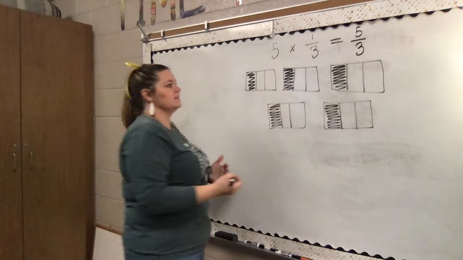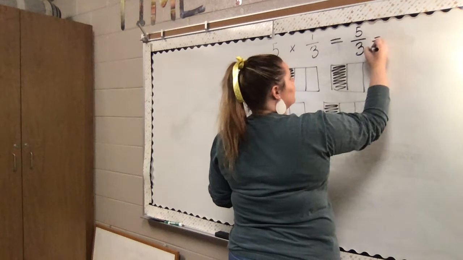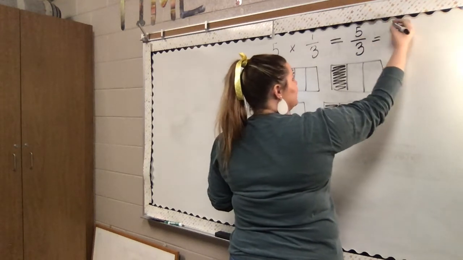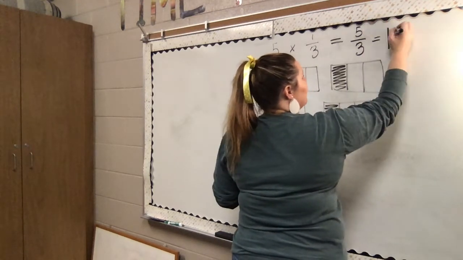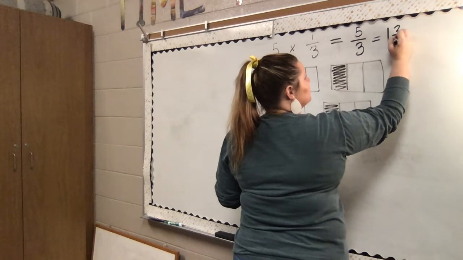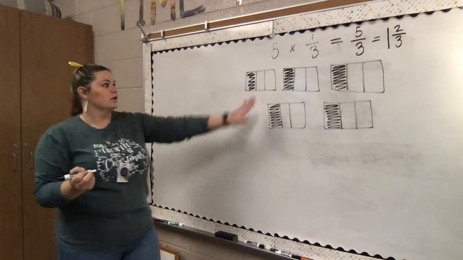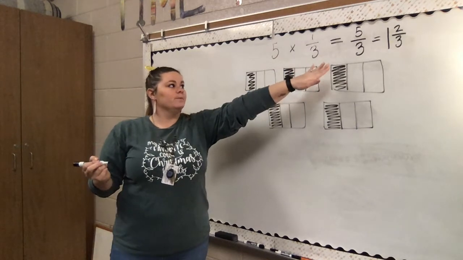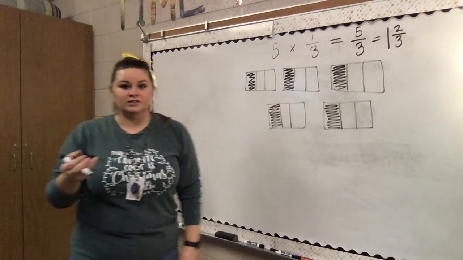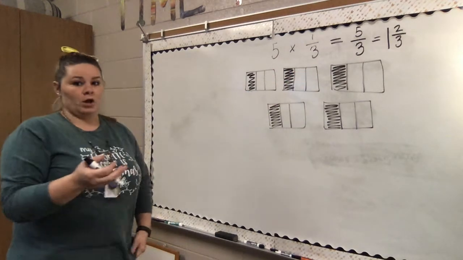Of course, I need to simplify that. I know that 3 times 1 is 3, and then I have 2 left over. So my answer is 1 2/3. So 5 groups of 1/3 is 5/3, or 1 2/3. So that's one model that we could use.